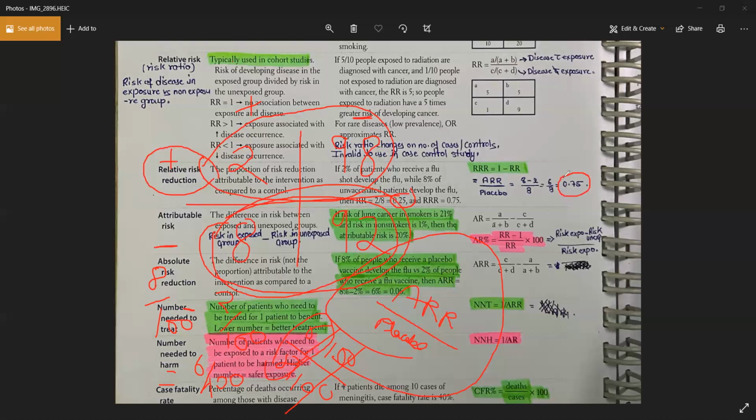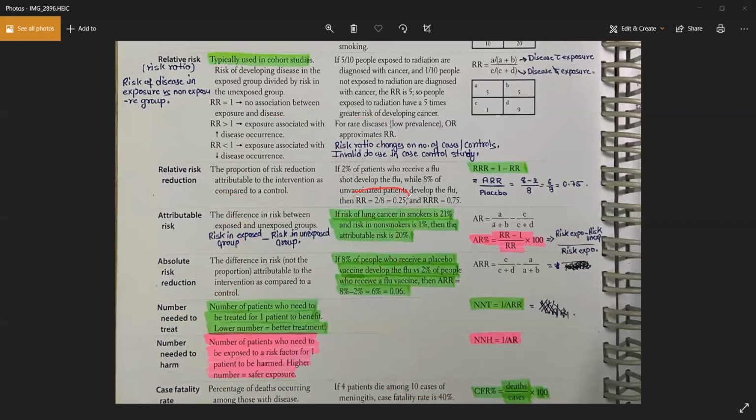And the FA mentioned a formula that the relative risk reduction will be equal to 1 minus the relative risk. Let me clear my drawings. The relative risk in this case would be 0.25. And for the relative risk reduction, it would be 1 minus 0.25, or I get 0.75. So you can do it both ways. Whichever is easier for you, you can go with that.